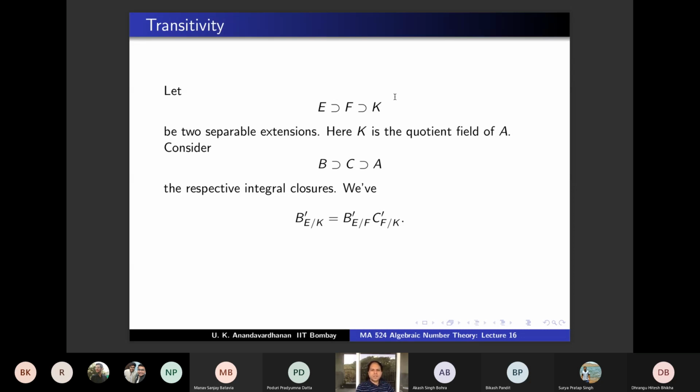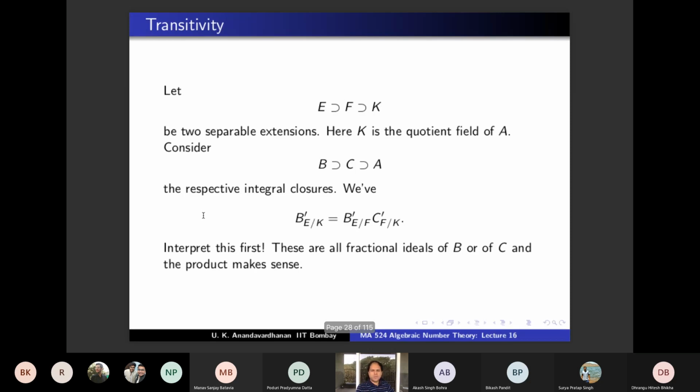So given such an extension of extensions, you have three dual lattices and they are related nicely. So E over K is E over F times F over K. So what is the interpretation of all these things? What is this? This is a fractional ideal, right? This is a fractional ideal of B, and this is a fractional ideal of B, and this is a fractional ideal of C, but C is contained in B. So this product makes sense. Okay, so these are all fractional ideals of B or of C, and the product makes sense.